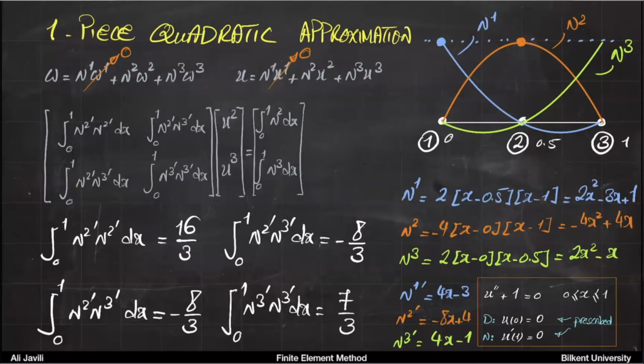Now, what you need to do is to calculate these two integrals. So integral of n2 dx from 0 to 1 is 2 over 3. Again, you take n2 here and integrate it, insert values 0 to 1, and you get 2 over 3. And then integral of n3 dx from 0 to 1 is, no, sorry, it's 1 over 6.